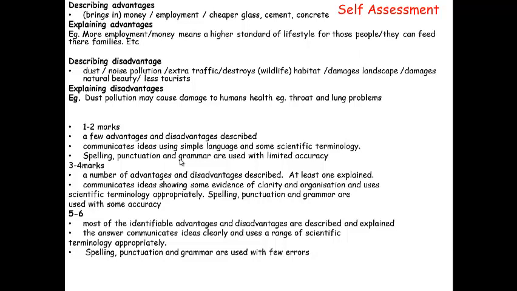To get 1 or 2 marks, you state a few advantages and disadvantages as described, and give some simple ideas with some spelling and punctuation mistakes. If you can state a number of these advantages and disadvantages and explain at least one, then you're into 3 or 4 marks. To get the 5 and 6, you need to be able to identify most of the advantages and disadvantages, and describe and explain these with excellent spelling, punctuation and grammar. So that's how you would get your 5 or 6 marks. It's the explanations behind them.